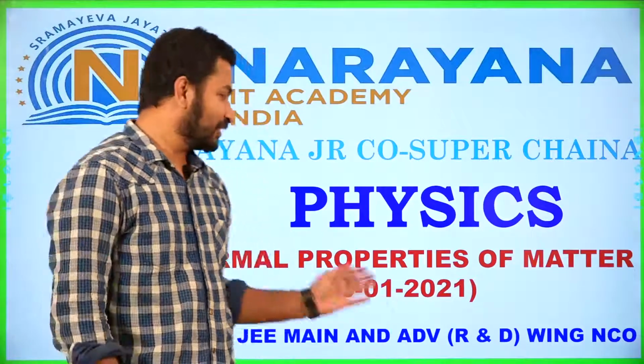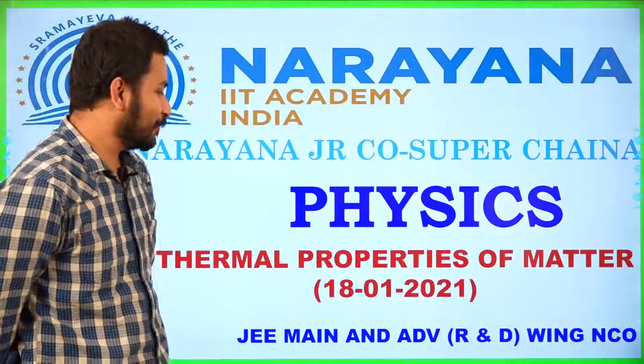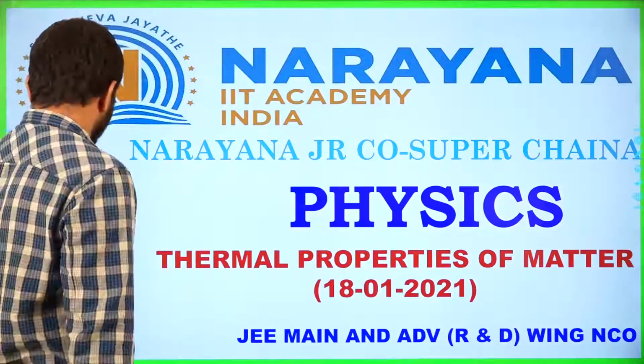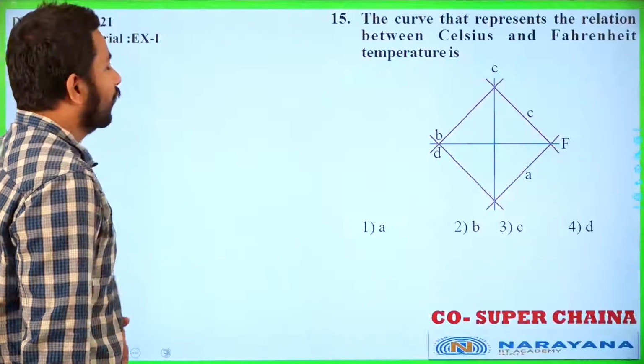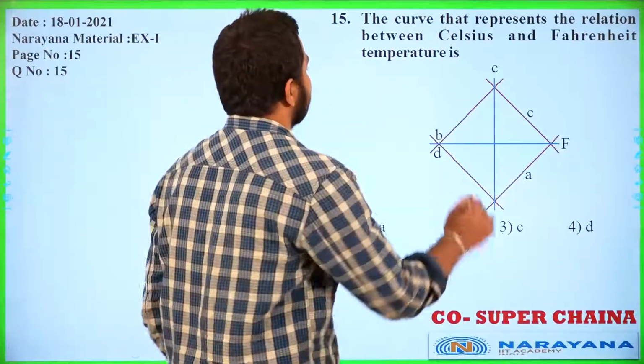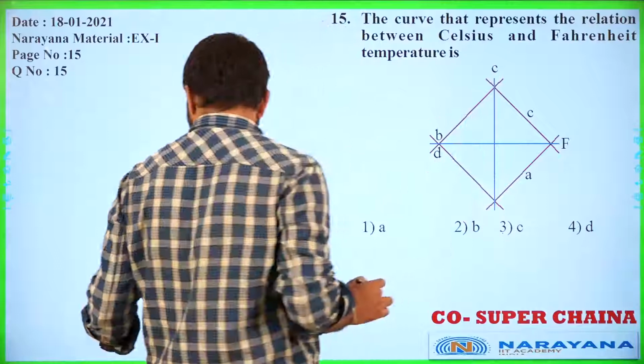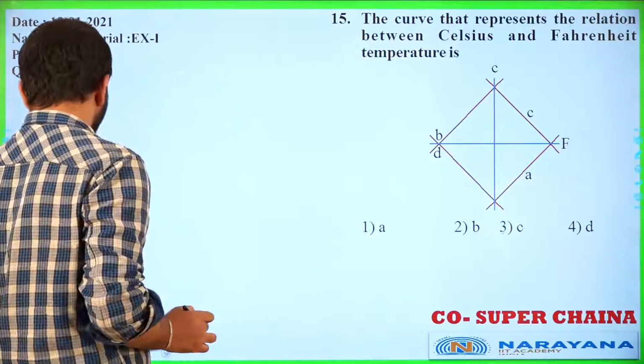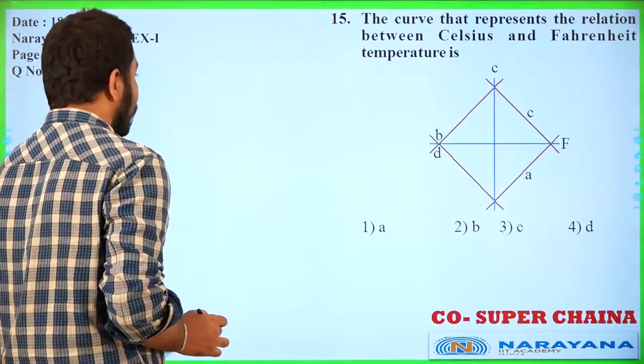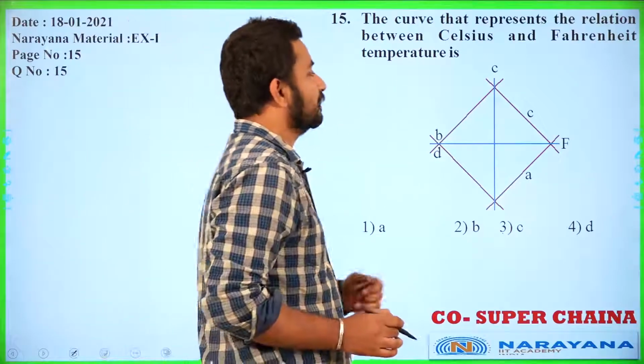Today we are going to discuss the topic thermal properties of matter. So let's start the discussion. The curve that represents the relation between the Celsius and Fahrenheit scale. You have to just tell which of the following curves represents the relation between Celsius and Fahrenheit.